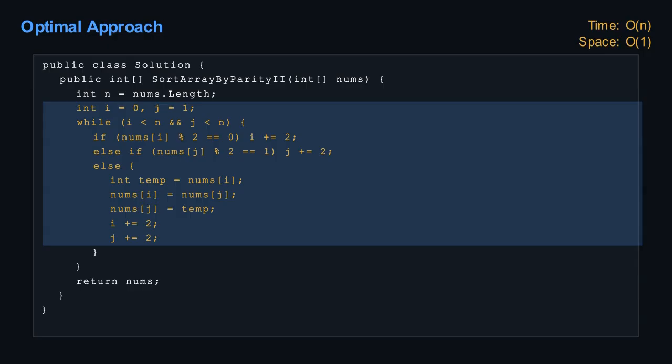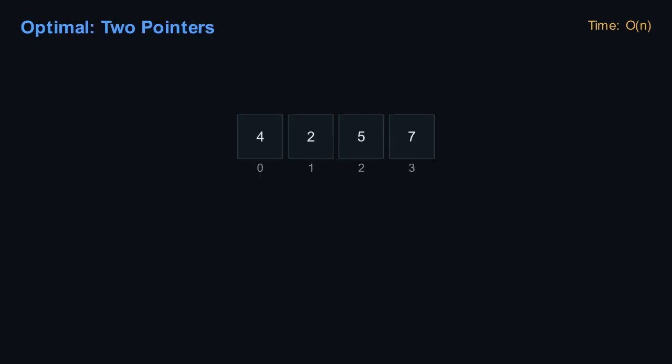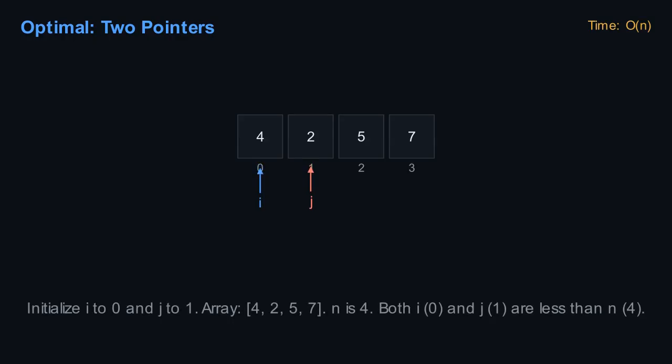So we can move both I and J 2 steps forward to continue searching for other misplaced numbers. This process continues until one of our pointers goes past the end of the array, meaning we've checked all relevant positions. Let's trace our optimized 2-pointer approach with the example array 4, 2, 5, 7. The length of our array, n, is 4. We start by setting our 2 pointers, I equals 0 and J equals 1. Our loop continues as long as I is less than n, 4, and J is less than n, 4.